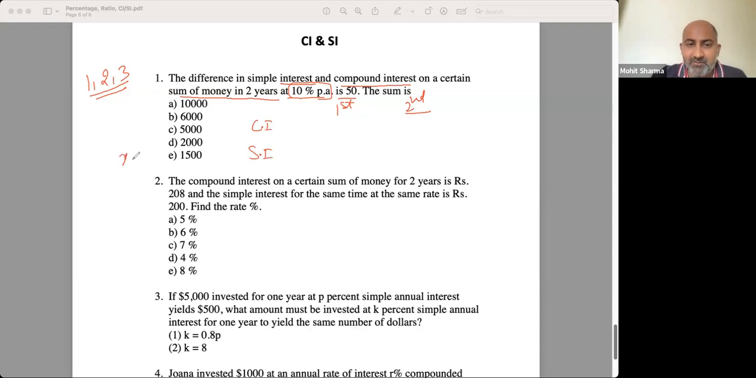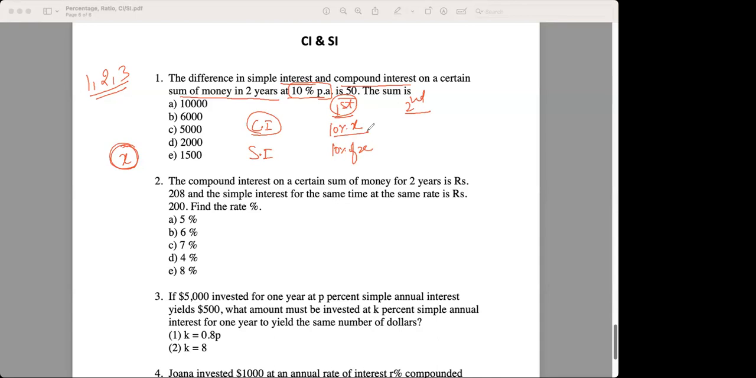So let's say X is the amount. After the first year, the interest would be 10% of X. In case of compound interest also, in the first year, the amount is X. So the interest would be 10%. Is that okay, first of all? Yes, sir.